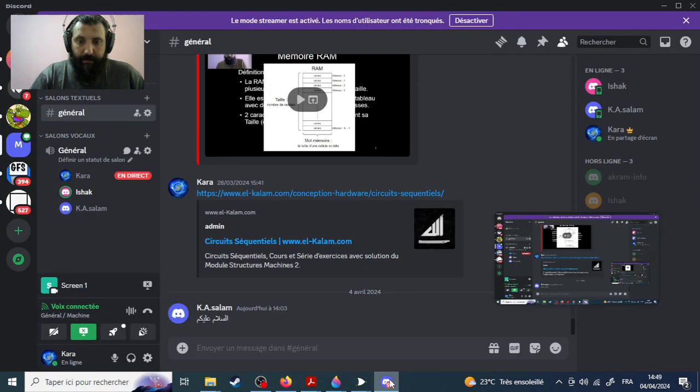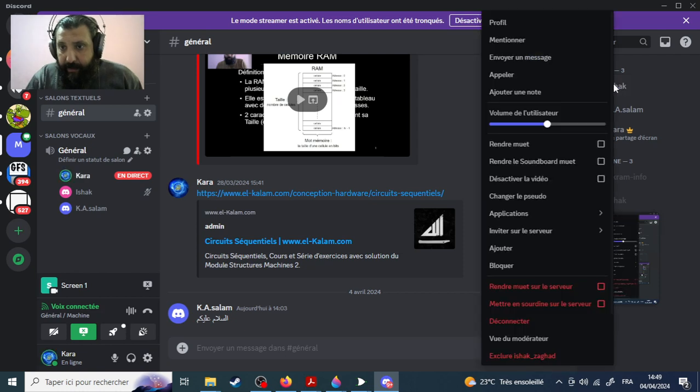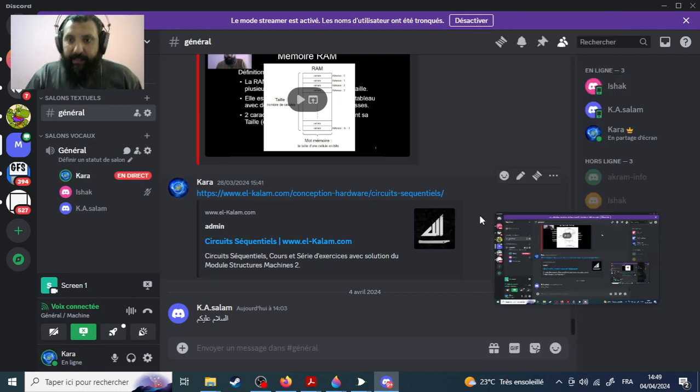When do we use the addressing mode and when do we use the condition mode? They are automatically chosen by the code of the instruction. They are automatically chosen.